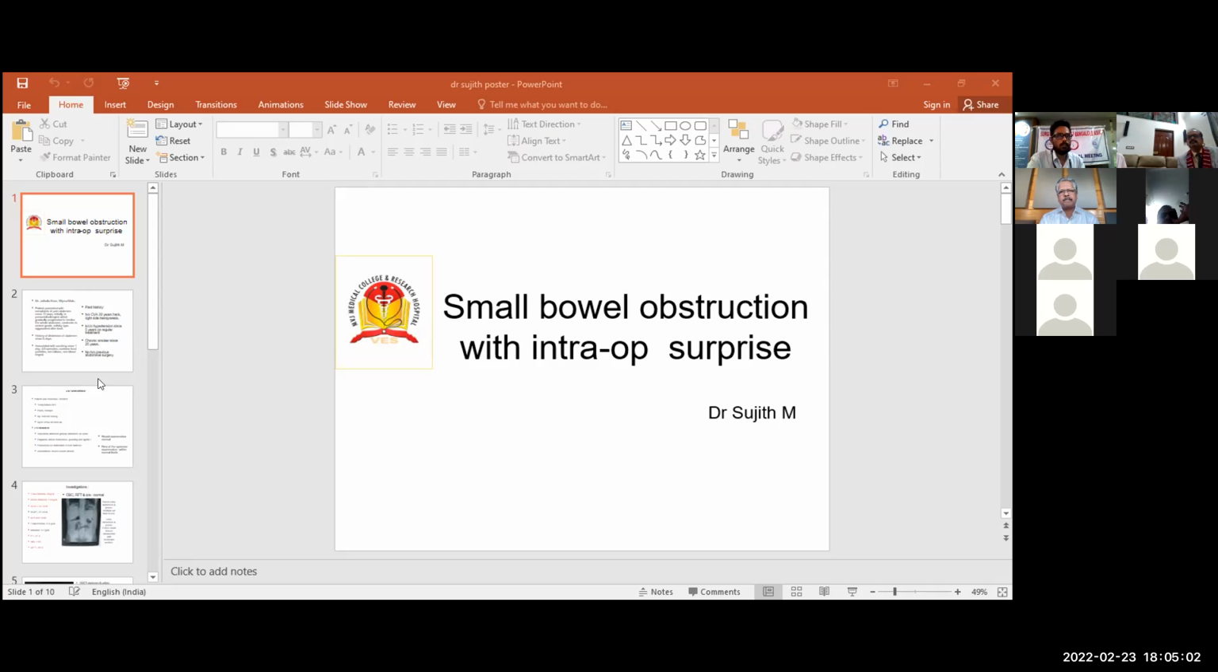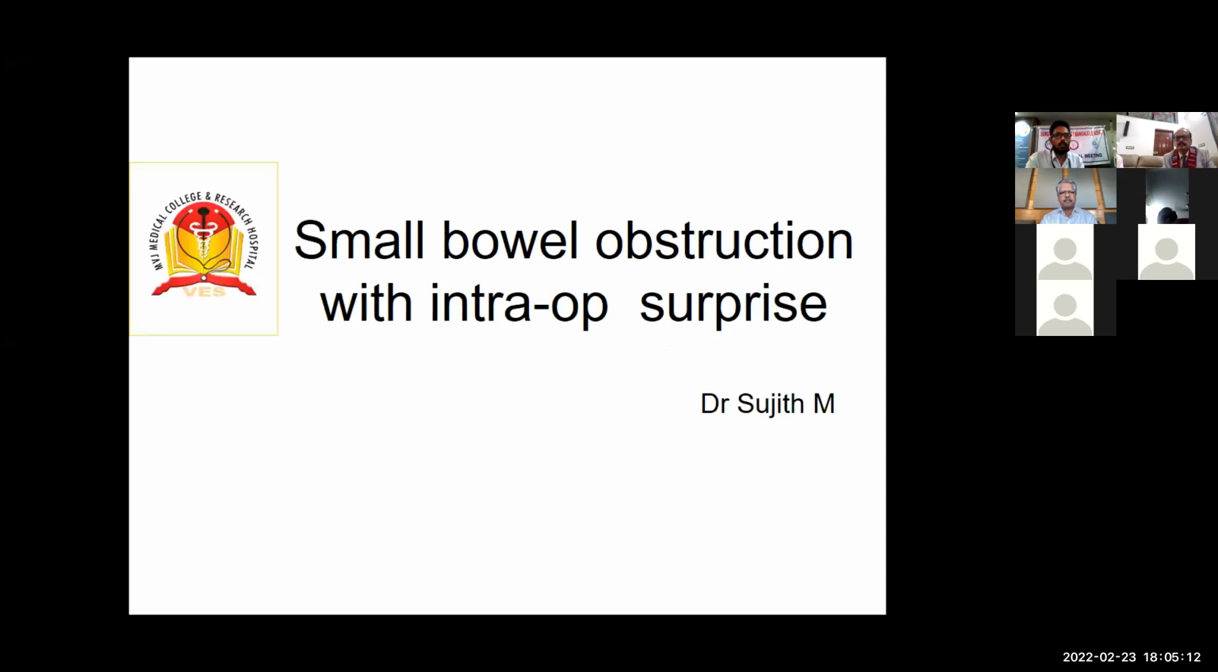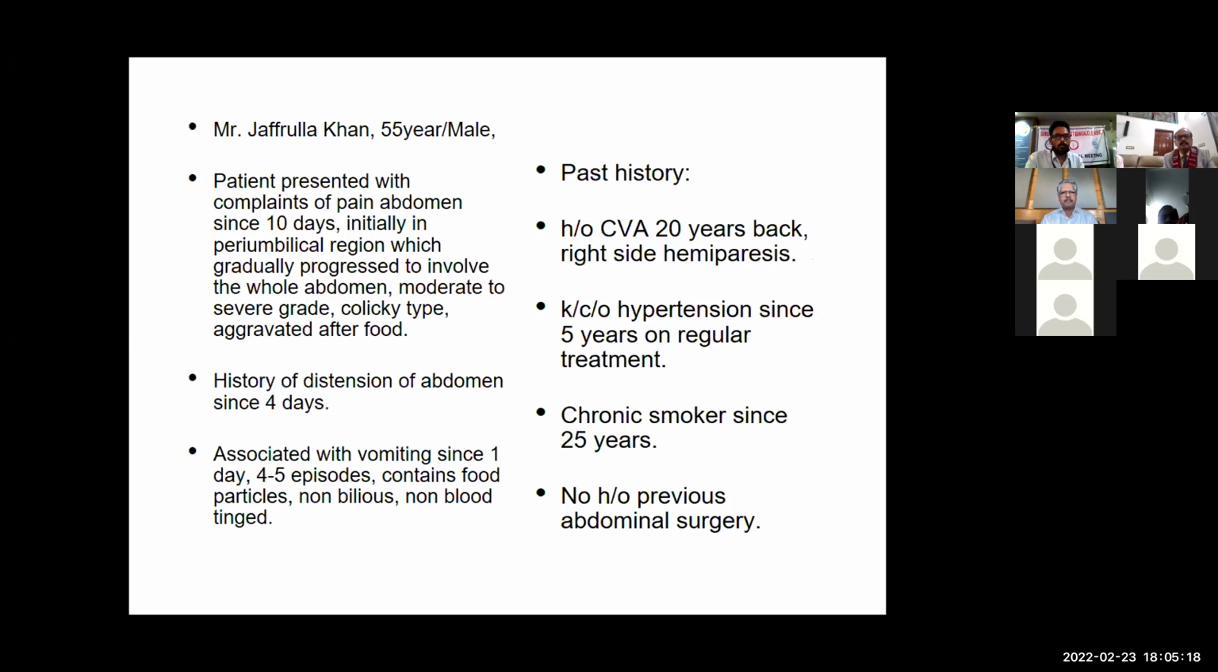The patient was Mr. Jafarullah Khan, 55 years old, male, with pain in the periumbilical abdomen since 10 days, moderate to severe grade, colicky type, aggravated after food. History of distension of abdomen since 4 days, which was associated with vomiting since 1 day, with 4 to 5 episodes containing food particles, non-bilious and non-blood tinged.